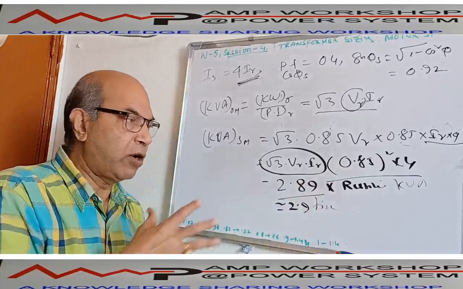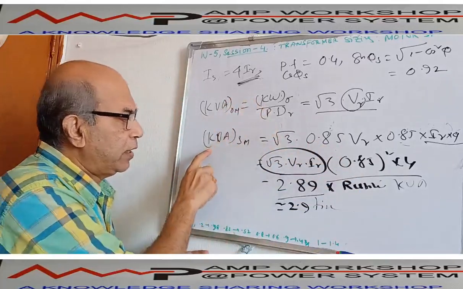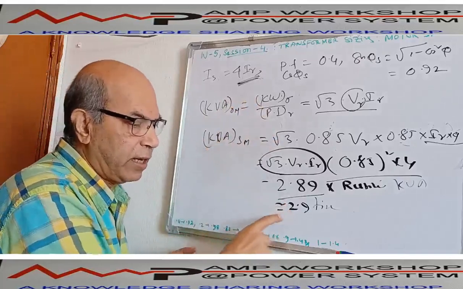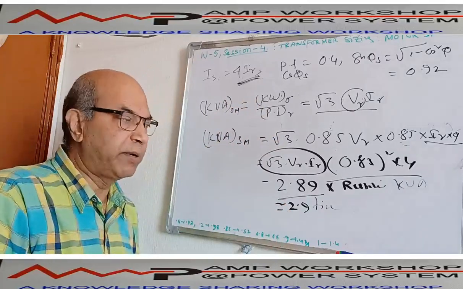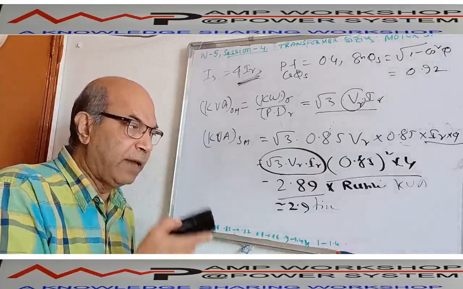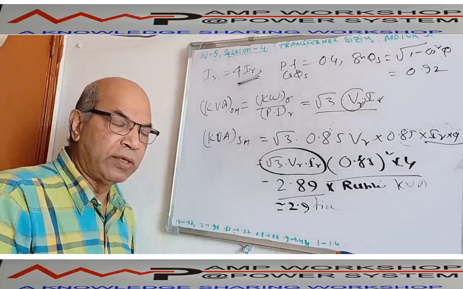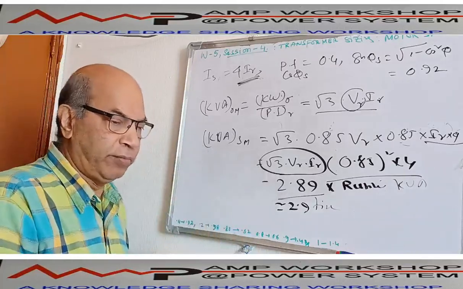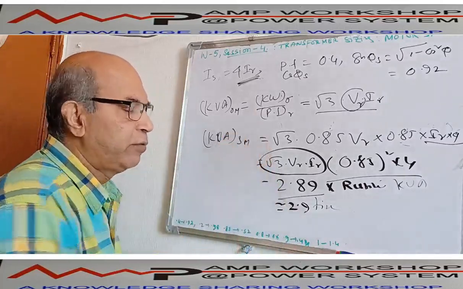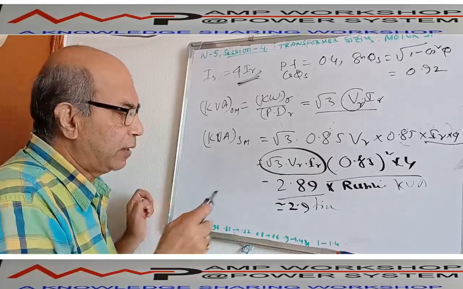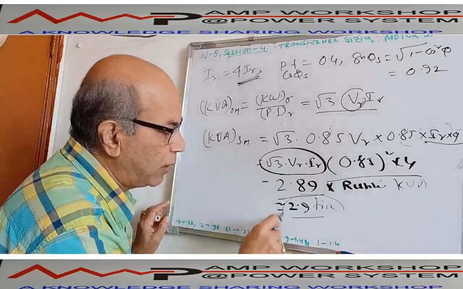During normal running, whatever the KVA the motor is drawing, during starting of the motor it is taking about 2.9 times, that is 290% KVA it is drawing during starting. That means a huge amount of KVA, about 3 times. So this is a starting KVA requirement. Now from these 2 points, we can easily say that starting KVA is more than running KVA.